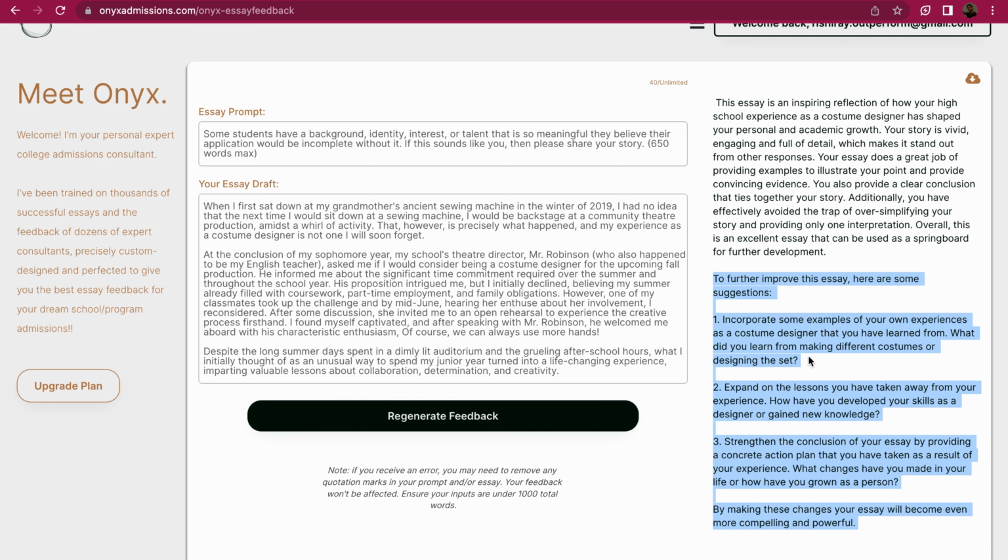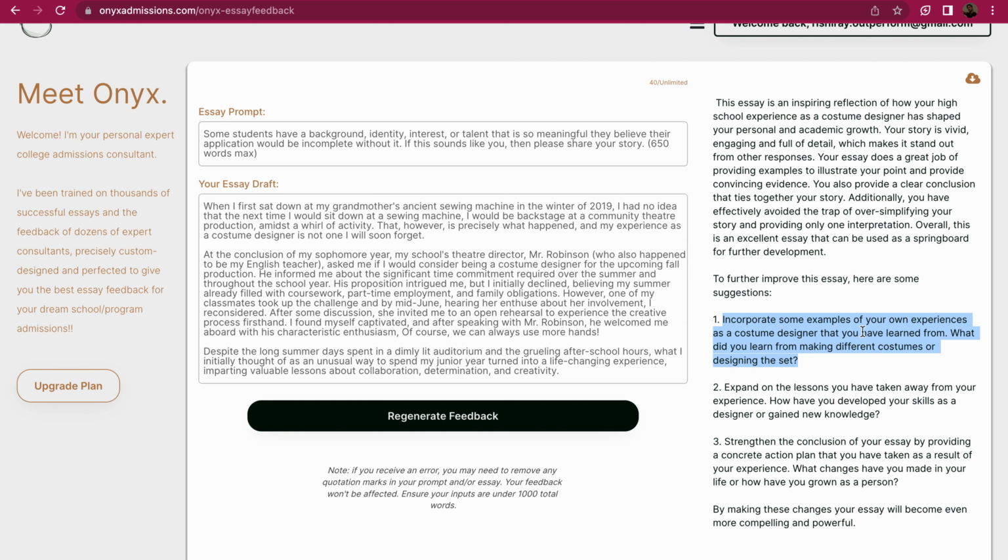And this is huge. This is taking this essay prompt, which wants us to talk about what it is that is meaningful to us, that we can now see from Onyx's words that we must focus on and show to a much more significant degree. So it's giving us specifically, okay, when you were a costume designer, what did you learn? What did you do? It even gives examples, making costumes, designing the set, and it will extrapolate based on what you have shared to really give you the most specific individualized feedback possible.